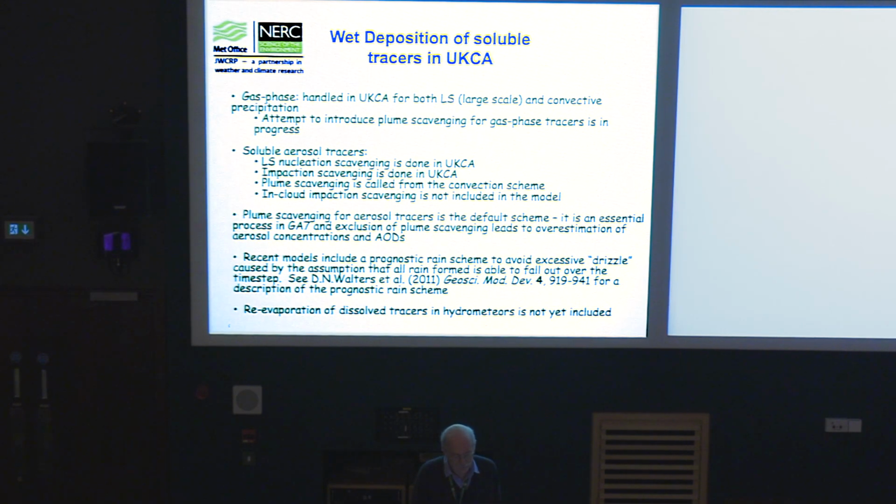because all the rain that's formed was falling out over the time step, even though it would have taken longer to fall to the ground than the time step. So that means that in GA6, I think, we now have a prognostic rain scheme, which means that the rain is able to carry on from one time step to another.